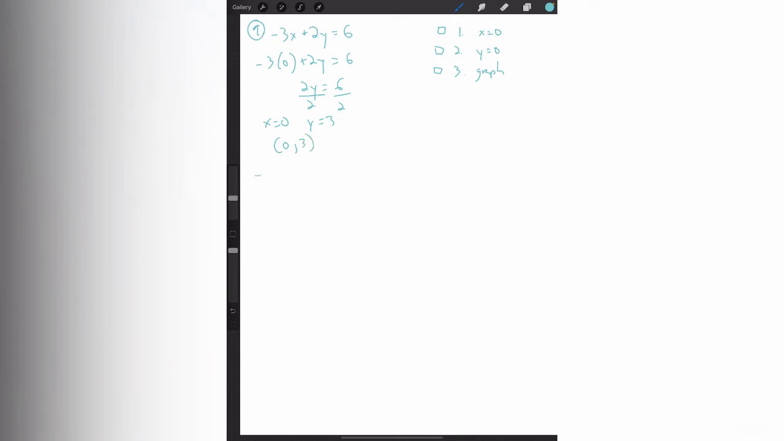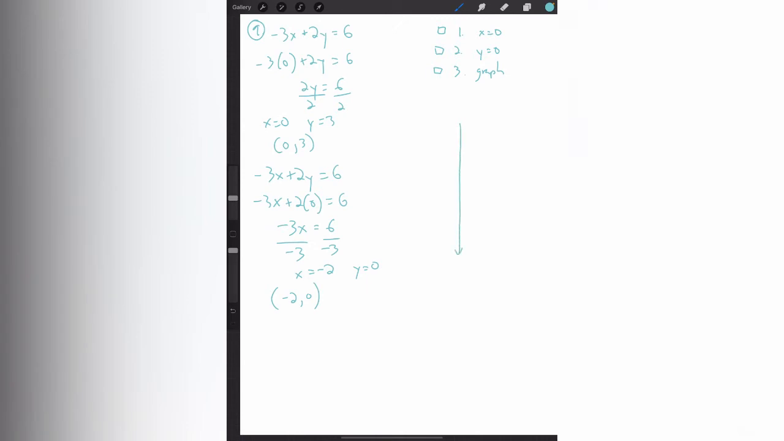I'm going to rewrite my equation again, the original one I started with, and I'm going to substitute in 0 for y. Okay, and I get 2 times 0, which is 0, so that gives me negative 3x is equal to 6. Divide each side by negative 3, and I get x is equal to negative 2. Even though x is equal to negative 2, my y was equal to 0, so my point is (negative 2, 0).